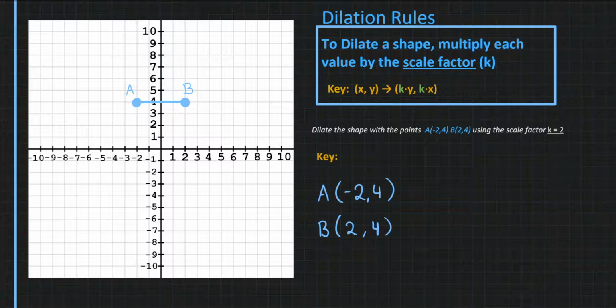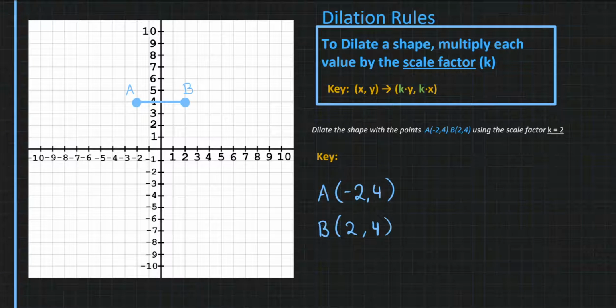Hello, ladies and gentlemen. We are going to start dilating shapes properly now. Dilations are a very simple transformation to perform because they're as easy as just multiplying everything you see by a scale factor, by a simple number. But before we dive into that, I want to make a clear distinction.